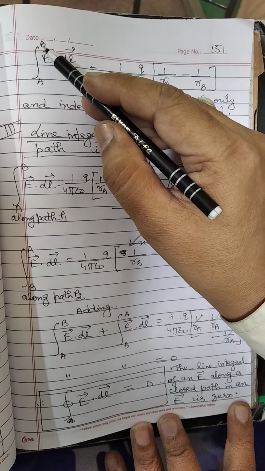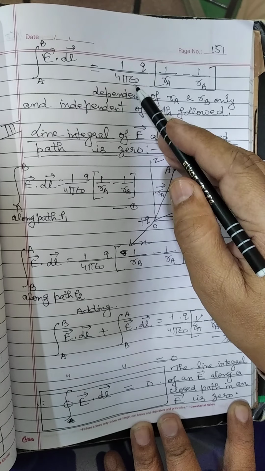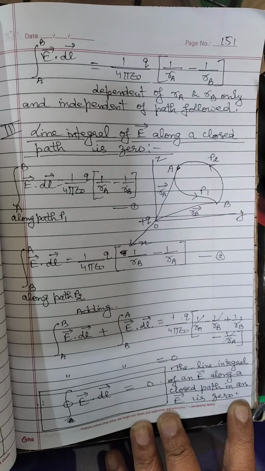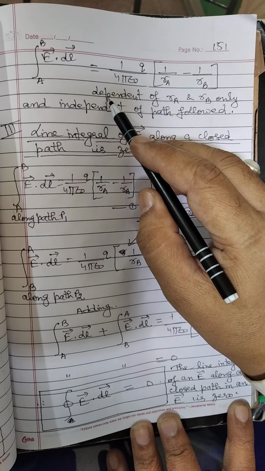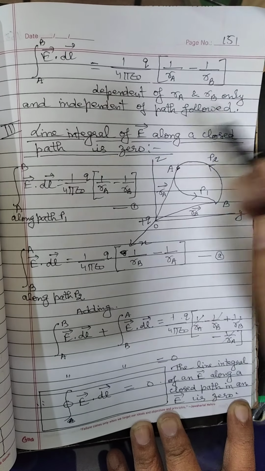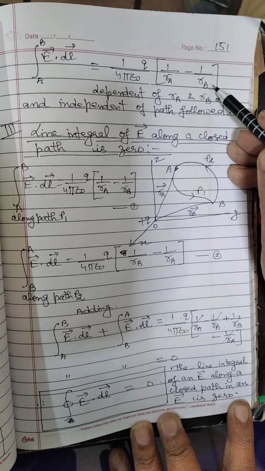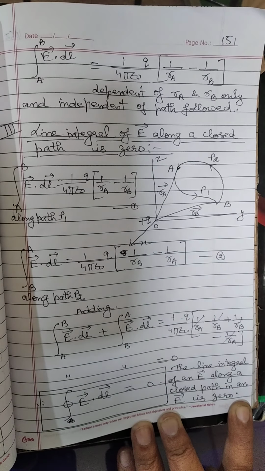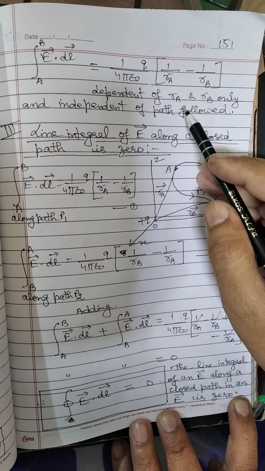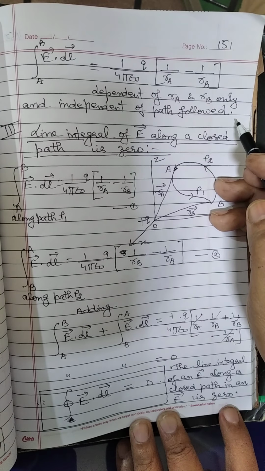Now again children, see, line integral of E dot dl from a to b is equal to 1/4πε0 q into 1 upon ra minus 1 upon rb. This final formula will come, which is dependent on the ra position and rb position only and independent of the path followed. So it is dependent on the initial and the final position only. That is why it is conservative in nature. So the line integral of the electric field is independent of the path followed. I think it is clear.